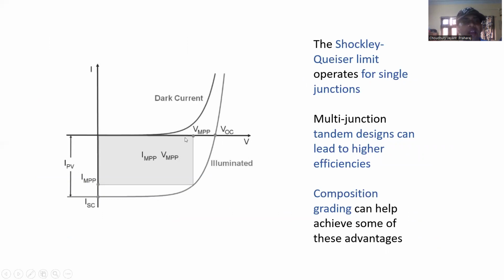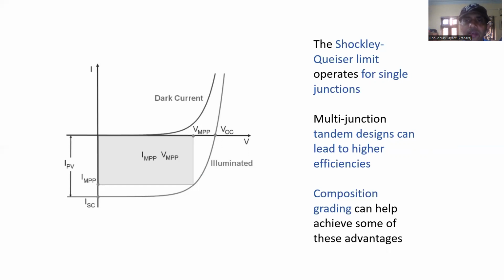This slide shows some schematics for the dark current when there is no solar radiation, and then the current-voltage characteristics when there is solar radiation. There is a so-called Shockley-Queisser limit for single junction solar cells, which states that the maximum efficiency that can be obtained is something like 31 to 33%.